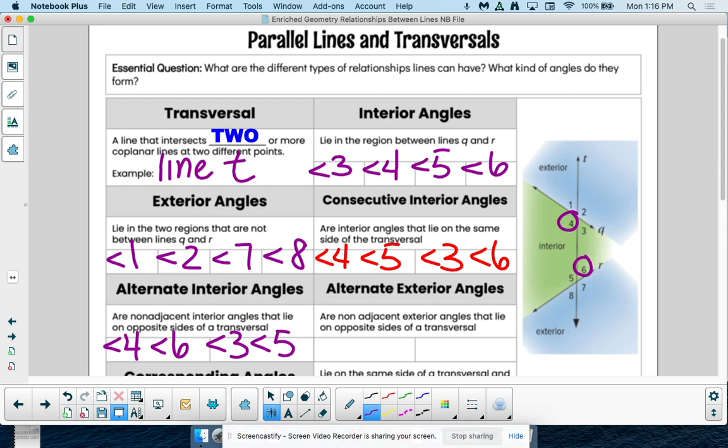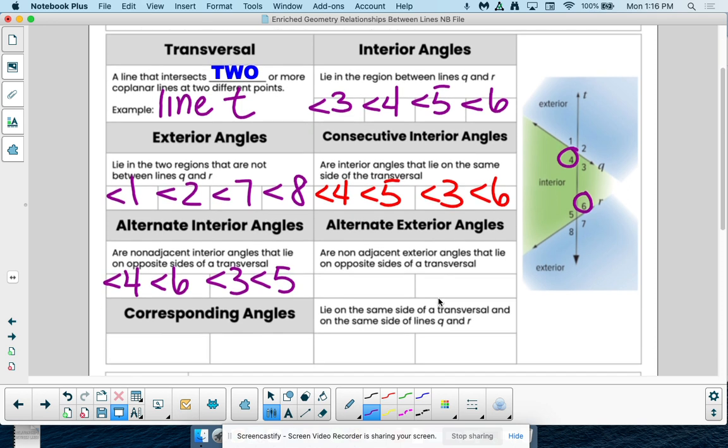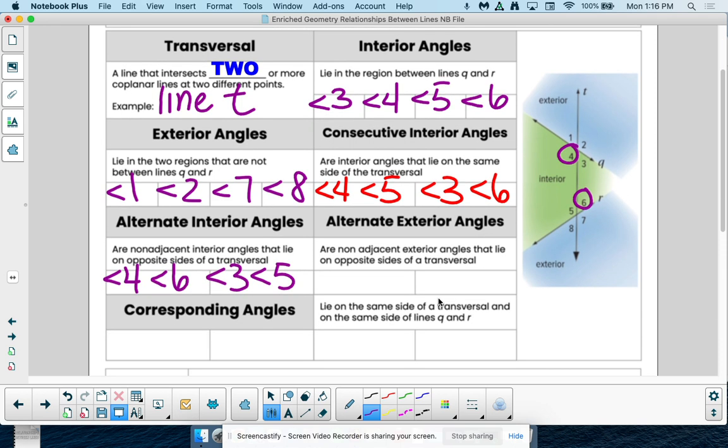Okay, knowing that information, what do you suppose your alternate exterior angles would be? Alternate exterior. 1 and 7. Yeah, 1 and 7 would be a pair. What's another one? 2 and 8. Woohoo! 8 and 2, 2 and 8, same thing.